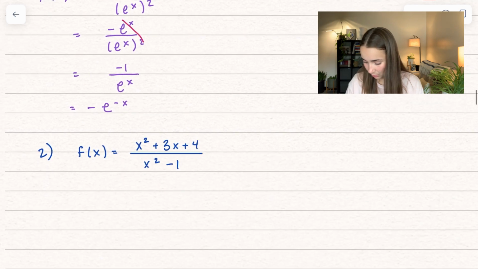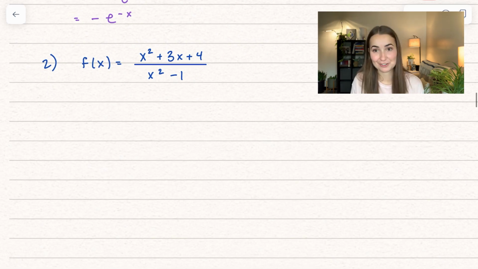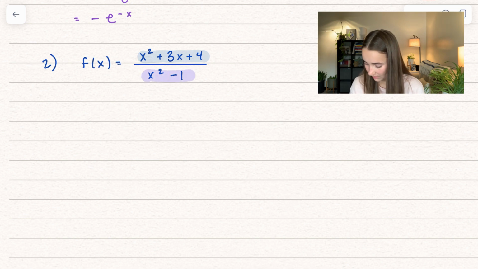Let's see another example here with bigger functions. So f of x is equal to x squared plus 3x plus 4 in the numerator, so that's going to be my first function, and then x squared minus 1 in the denominator, and that's going to be my second function.